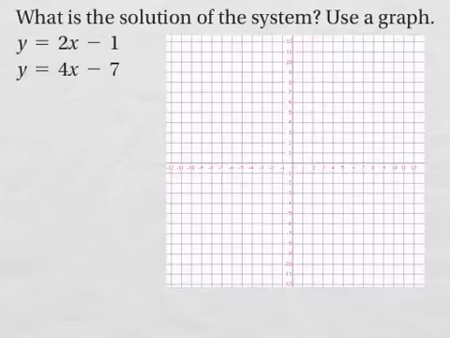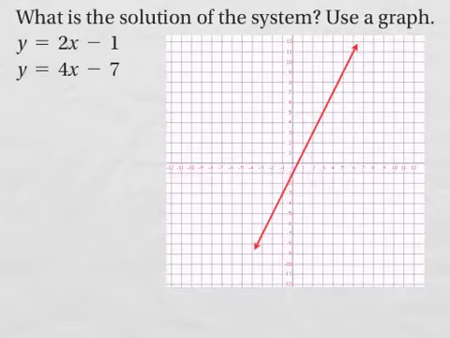So to graph the first equation, y equals 2x minus 1, I'm going to start with a point on the y-axis at -1, and I'm going to count my slope 2, which means go up 2 to the right 1, up 2 to the right 1, and we wind up with this line right here.